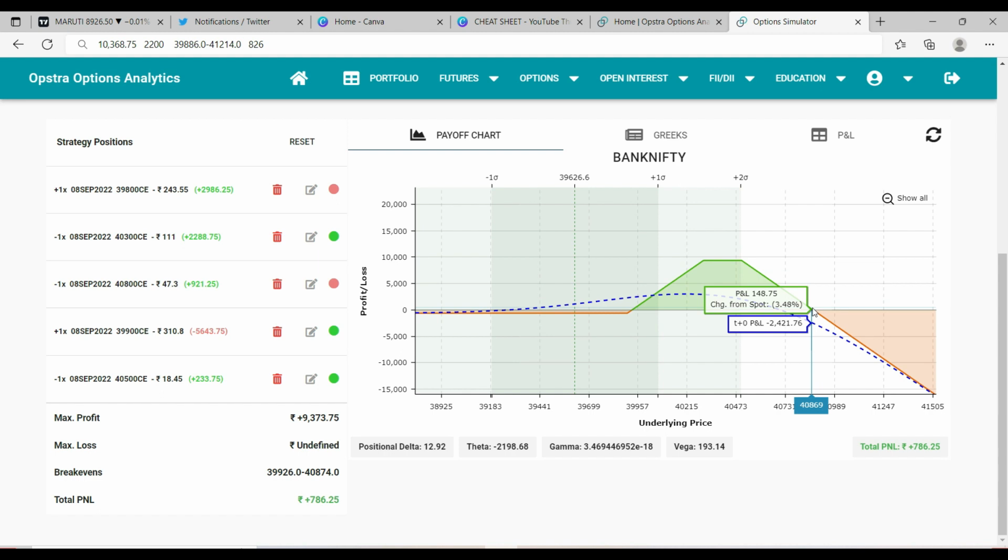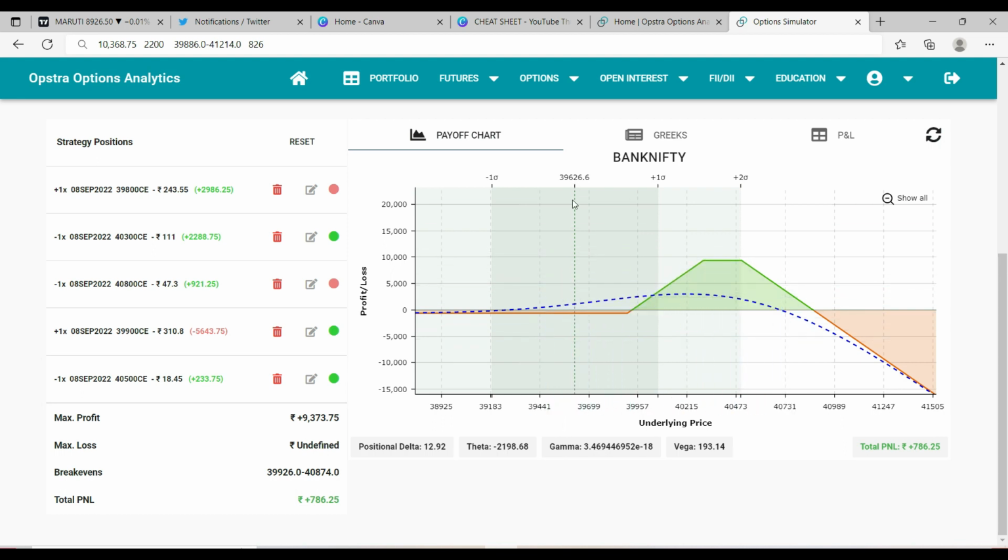Do you think the next day morning Bank Nifty can give a 3.48% gap up? No, right? Which is very rare. Even if the Bank Nifty gives a gap up of 3.8%, your loss is only 82 rupees. So now what I'll try to do is sell, because at the end of the day I want to make my loss 0 here, because I'm not even bothered about my profit.